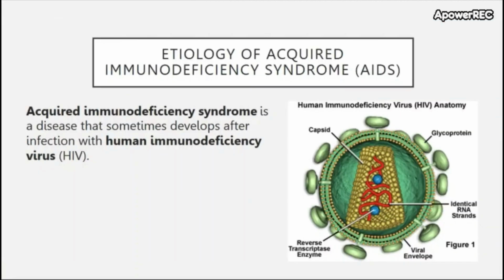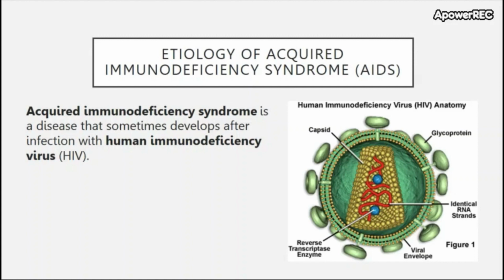So first, let's do a little etiology of acquired immunodeficiency syndrome. It's important to identify the difference between the syndrome or disease and the agent that causes it. So here, AIDS is a disease that sometimes develops after an infection with human immunodeficiency virus, HIV. Note that the virus has a V in its name.